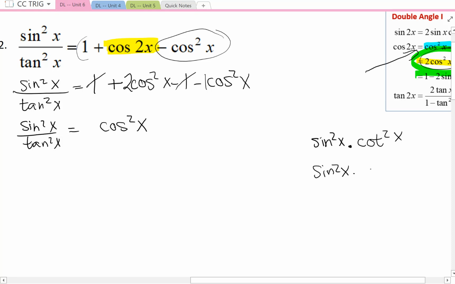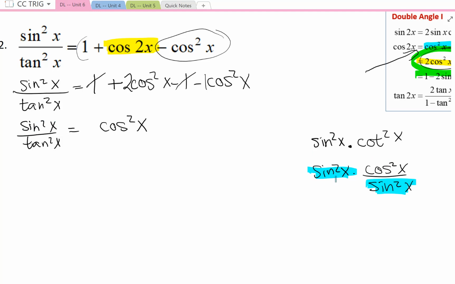Sine squared x times cotangent is cosine squared x over sine squared x. So yes, if we were able to touch the left side, it would be much simpler. Mathematically, you are allowed to touch both sides, but for my class, for this test, I want you to do it only touching one side. So what we have here is an extra sine squared x over sine squared x that was being multiplied, and when we reduced that, we got cosine squared x.